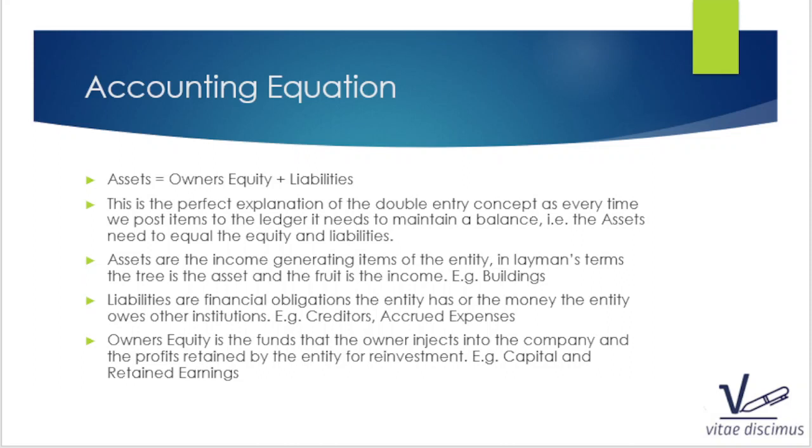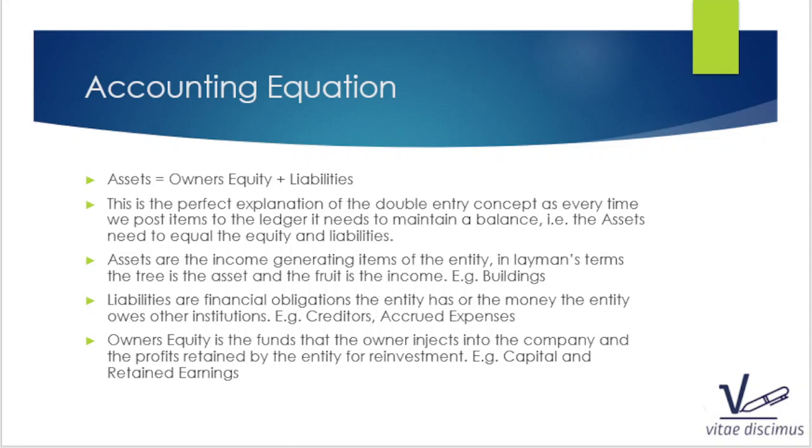So what are assets? Assets are the income generating items of the entity. That is, in layman's terms, the tree. So the asset itself is the tree, whereas the fruit is the income. In the context of a business, let's say a building, the building is an asset. Then if you're going to be renting out the building, the income that you are generating will then be the rental, right?